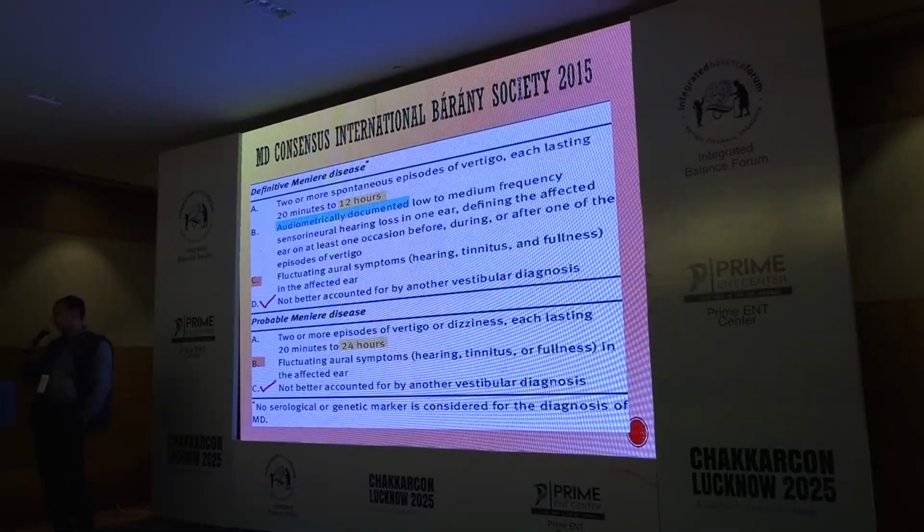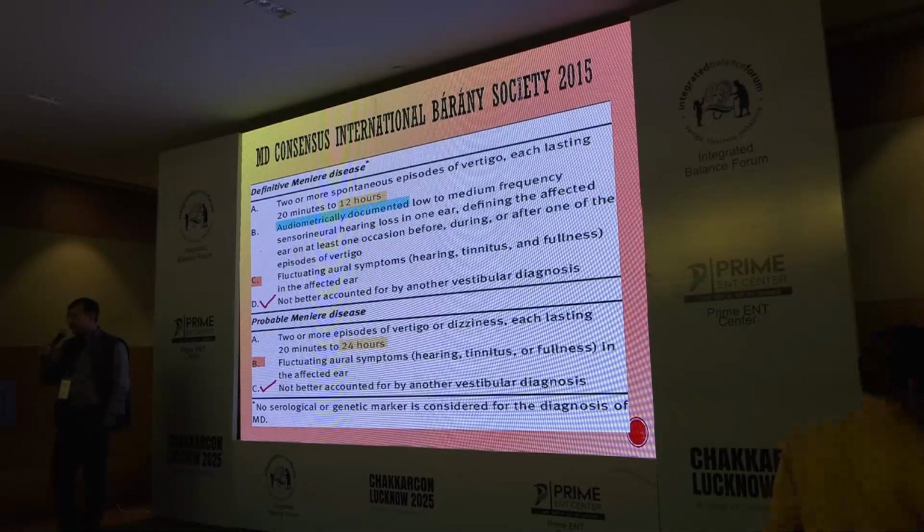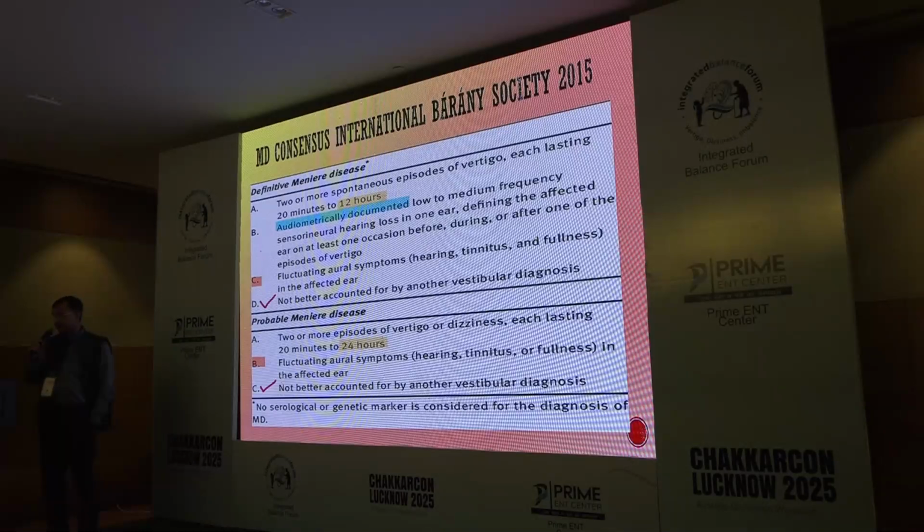In 2015, the Bárány Society classified Meniere's disease into a definitive and a probable variant of Meniere's. If you check, in both of these, there must be fluctuating hearing loss, tinnitus, or ear fullness, and definitive spontaneous vertigo. However, now you check, in case of definitive Meniere's, the spontaneous vertigo may last between 20 minutes to 12 hours. However, in case of probable Meniere's, it may last up to 24 hours. And always it is checked that it is not better accounted for by any other diagnosis.